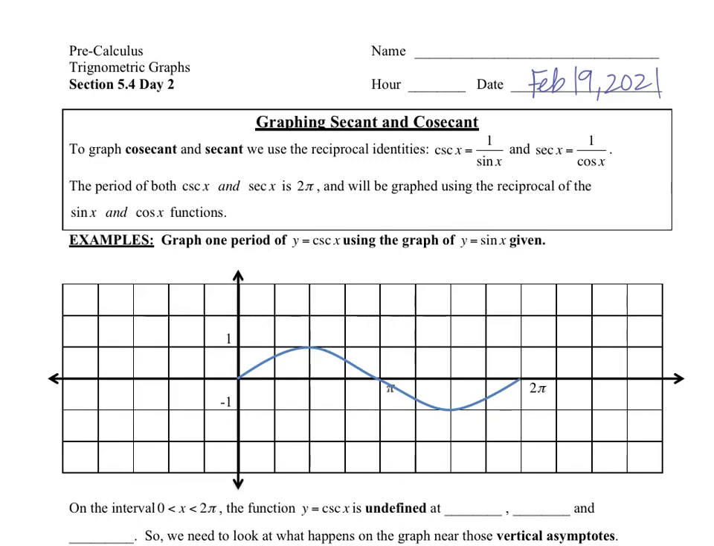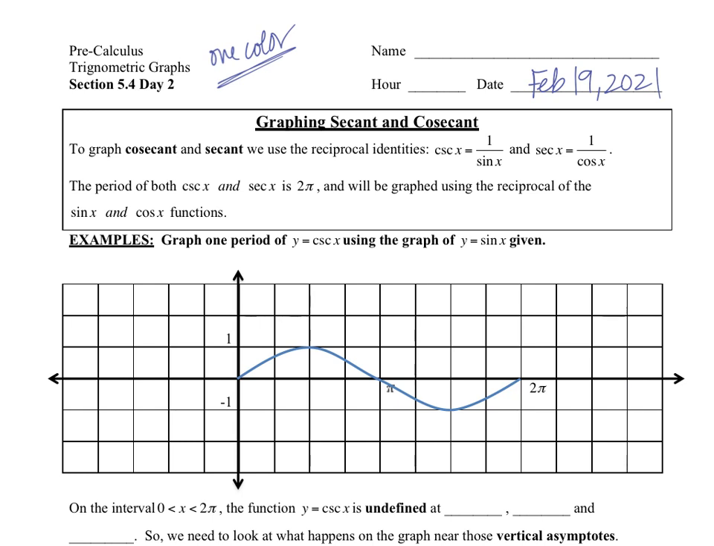All right, so we are on 5-4 day 2. So we're graphing the last of our trigonometric functions today. We're going to be graphing secant and cosecant. And you might want to have one other color with you, okay? So if you need to pause the video and go get that, go ahead.